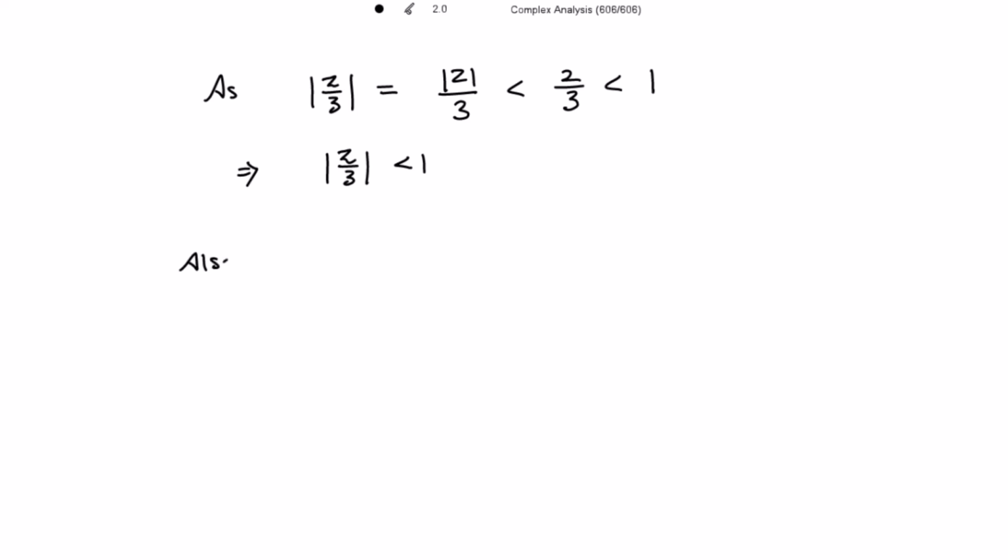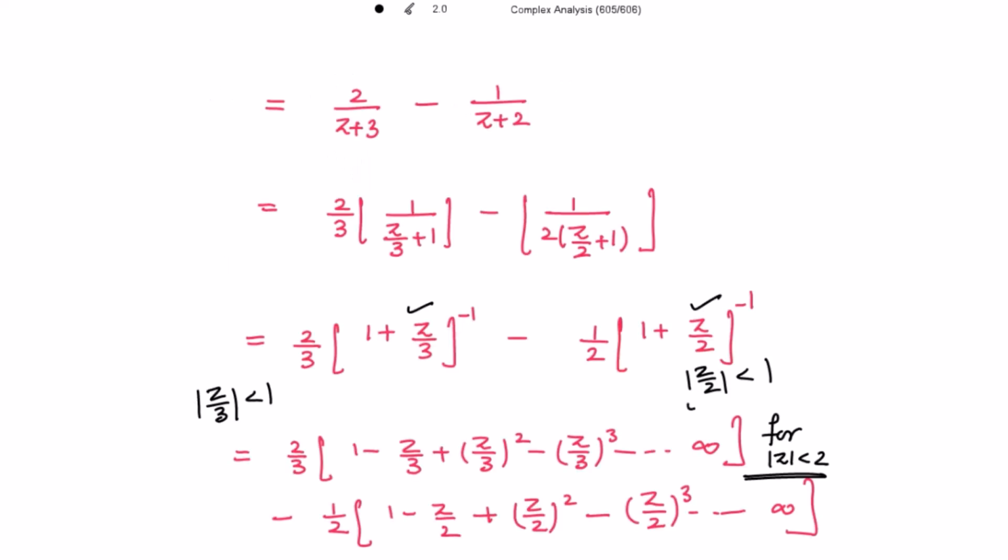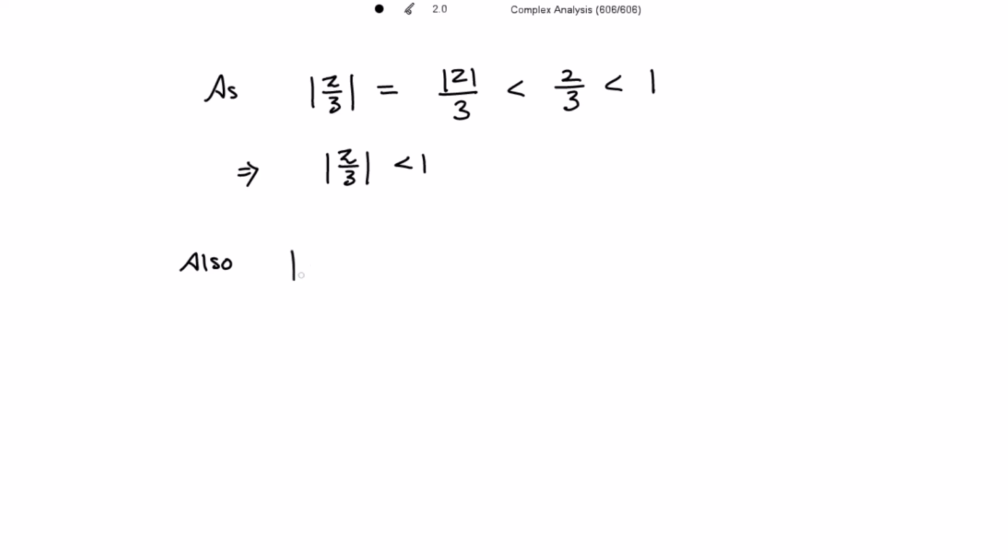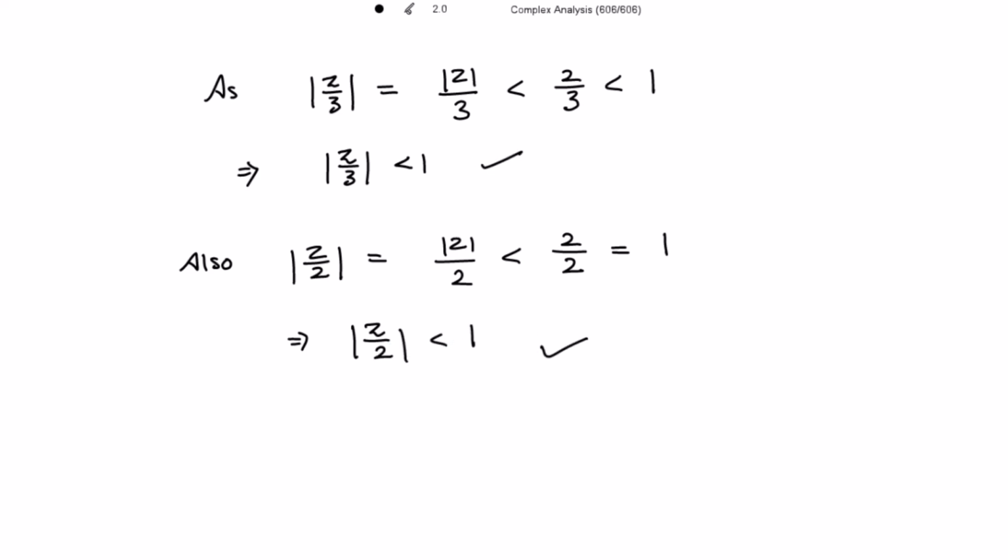And also for this condition, we have mod z by 2, which is equal to mod z divided by 2, and mod z is less than 2, it is given. So this is less than 1, which means we are getting mod z by 2 strictly less than 1. Yes, both the conditions hold. So you must explain these two steps for both the expansions.